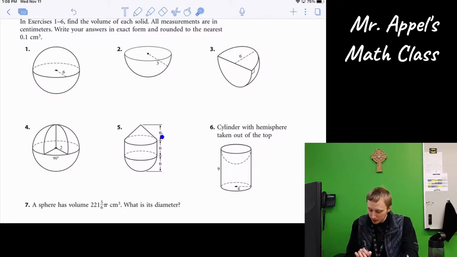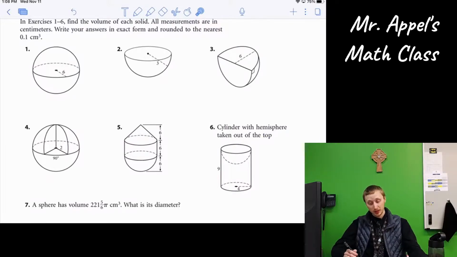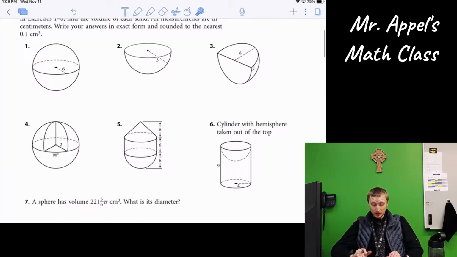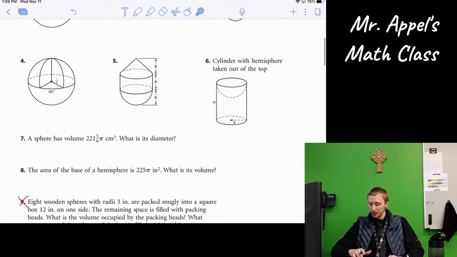5 is interesting. They only give you the heights here. Can you find the radius? You're going to need the radius. All of these share the same radius, and they depend on that single measure. I have to do a little bit of thinking to figure that one out there. And number 6, watch out that the hemisphere is taken out of the top. Okay, so you're going to be subtracting that from the cylinder there. But otherwise, these are not so tricky. We don't need extra information here.